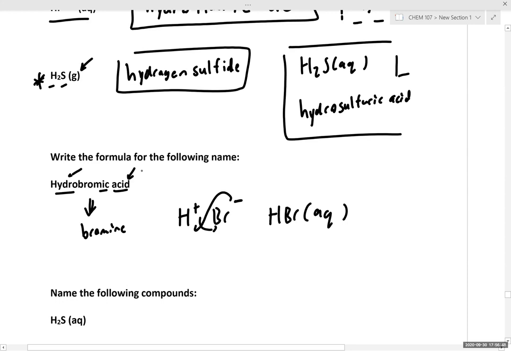Does this idea make sense? Does this idea make sense for writing the formula?